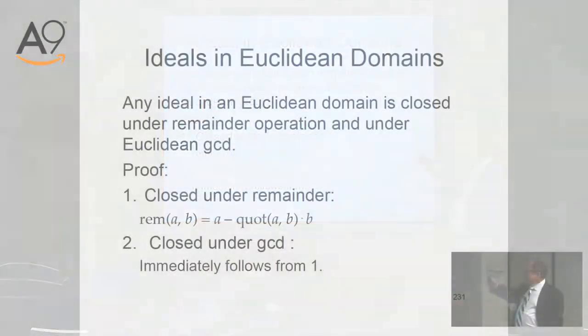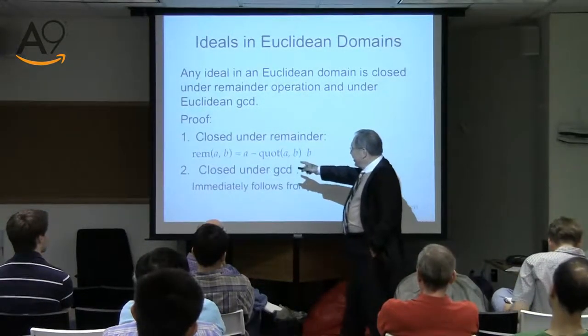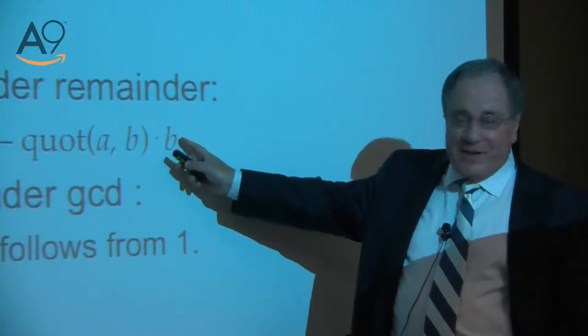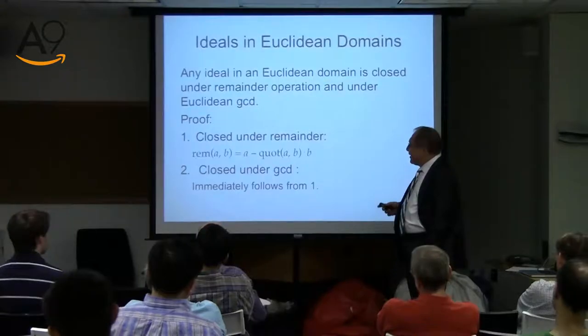Ideals in Euclidean domains. Remember Euclidean domain? The Euclidean domain allows us to do the Euclid algorithm. It has this quotient and remainder operation, and it has a function, a norm, where the remainder strictly decreases the norm when you apply it. That's why the Euclid algorithm will terminate. Right? So any ideal in a Euclidean domain is closed under the remainder. Well, here I will have to rely on one of the homework problems. It's closed under the remainder because the remainder is A minus quotient times B, and A is in our ideal, yes? Then quotient times B, by the second axiom of the ideal, is part of the ideal, yes? Therefore, the difference is in the ideal.